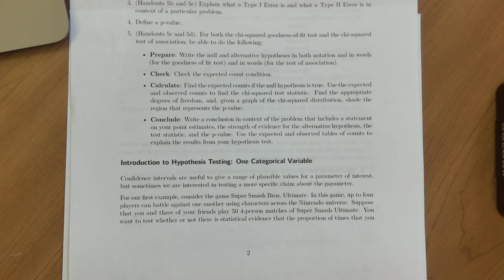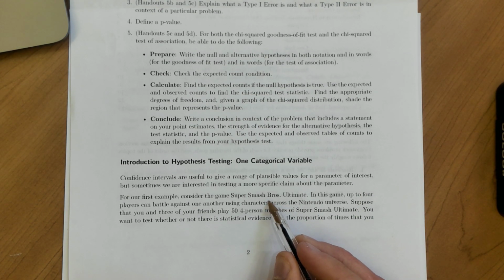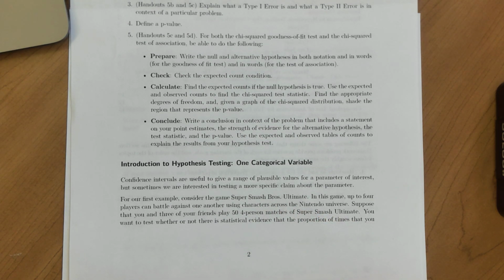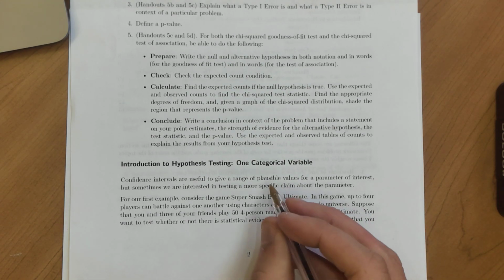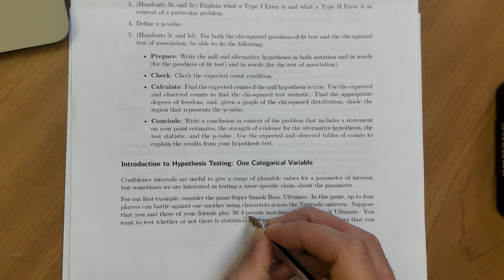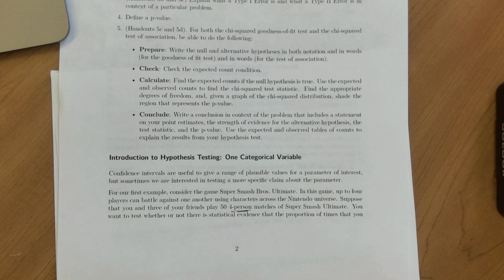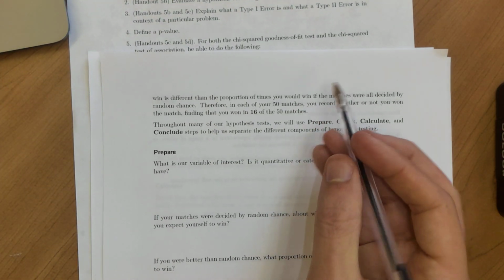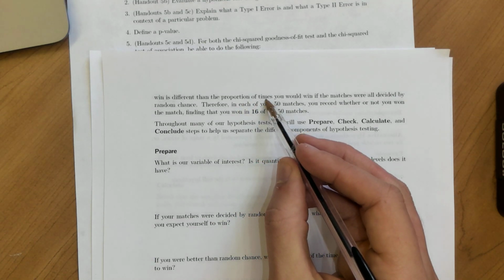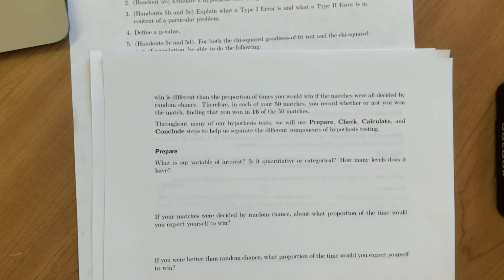So the example says that we're thinking about this video game called Super Smash Ultimate. It doesn't really matter whether or not you know this game. The most important thing is that these matches are sometimes played with four people. And so we want to test whether or not there's statistical evidence that the proportion of times, jumping up to page 3, that we win is different than the proportion of times we would win if the matches were decided by random chance. So that is the question that we're setting up for this hypothesis test.